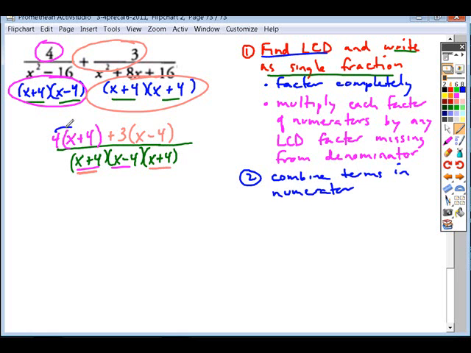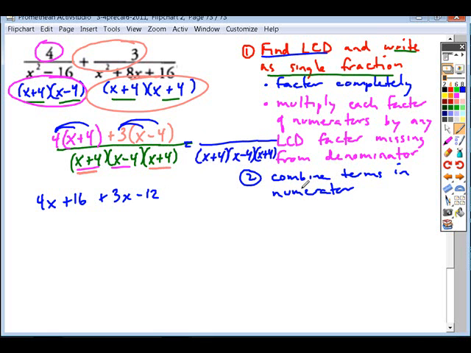So when I combine my terms here, I'm going to distribute. I get a 4x plus 16. Distribute my 3, plus a 3x minus 12. Now notice here, I don't need to keep rewriting my denominator. My denominator is not going to change. Once I find my LCD, that's going to be the denominator. So x plus 4, x minus 4, x plus 4. So in this step, all I need to do is work with the numerator, so I can combine it. 4x and 3x is 7x. 16 minus 12 is plus 4. So I get 7x plus 4.